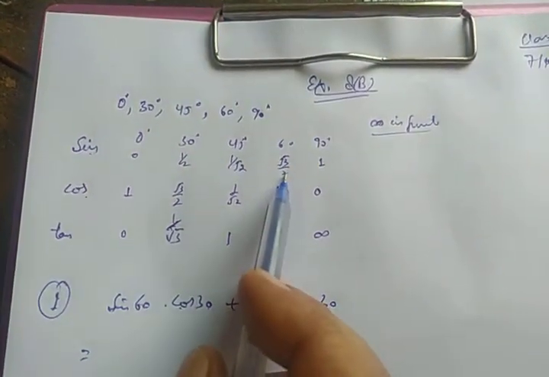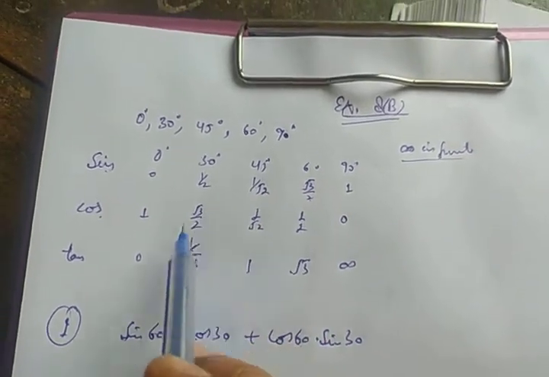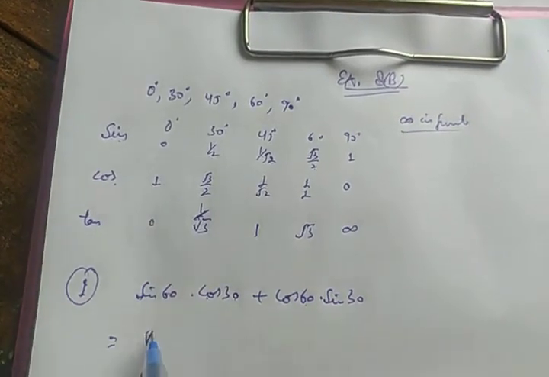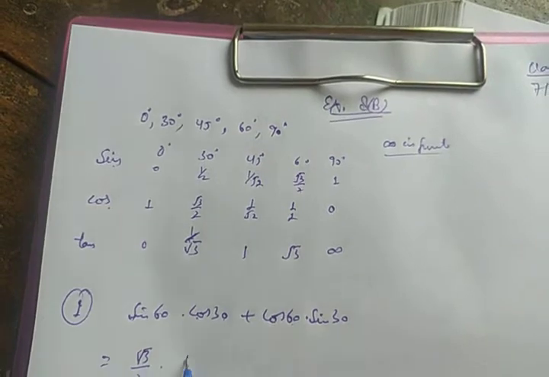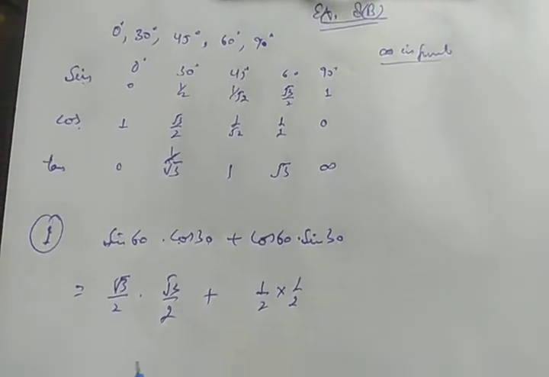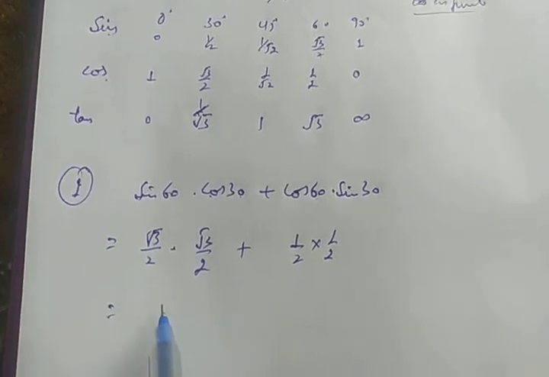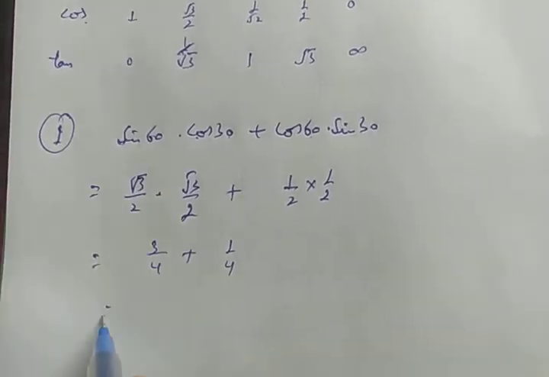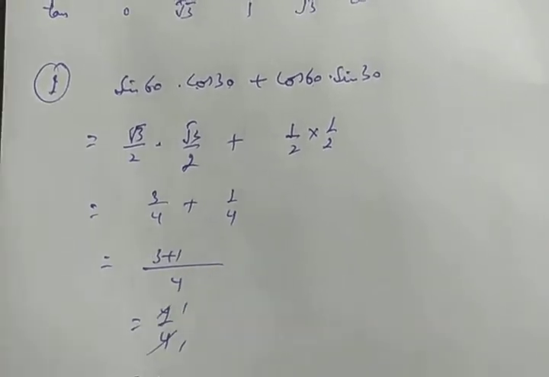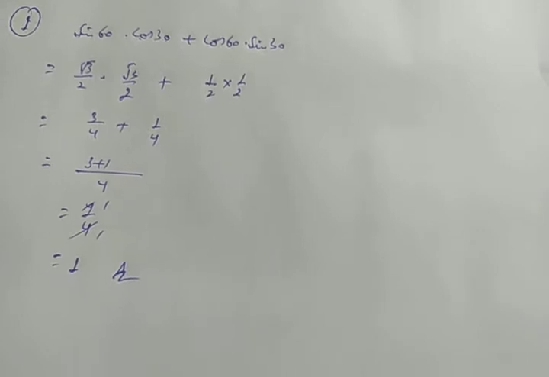Sine 60 means root 3 by 2. Actually in the beginning you can take help of the table, and after going through this 2-3 times you will remember these values. So directly you can substitute root 3 upon 2, cos 30 is also under root 3 upon 2, cos 60 is 1 upon 2 into sin 30, 1 upon 2. Now simply this is a multiplication between these values. Dot means multiplication actually. This is 3 upon 4, this is 1 upon 4. Take LCM 4, 3 plus 1, 4 upon 4, this will be cancelled, 1 is the answer. In this manner you can solve all the questions.